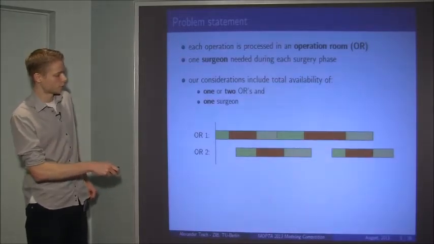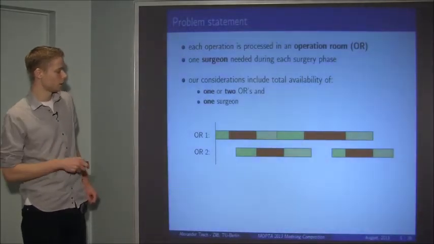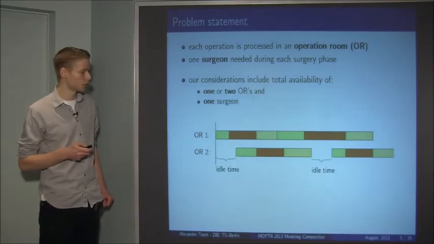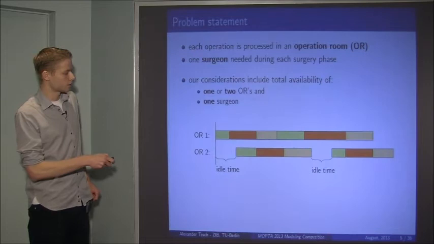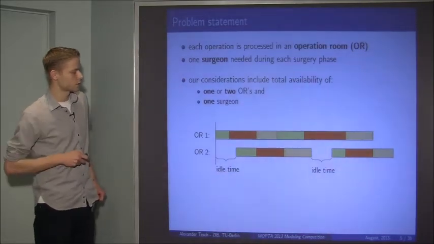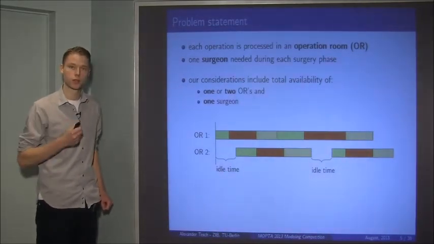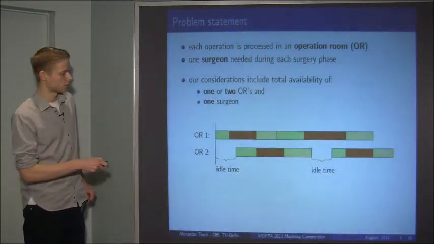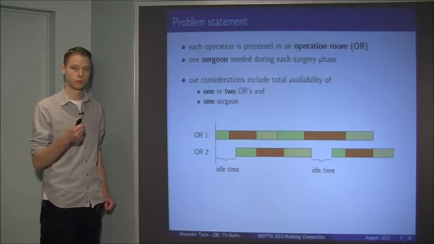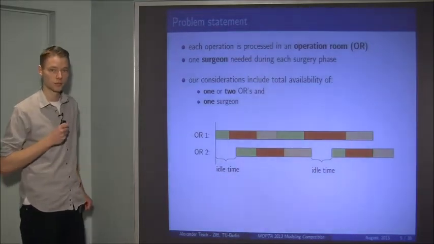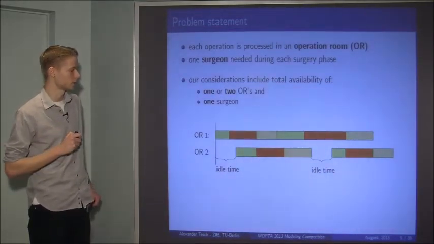Here we have the different jobs. We have four jobs given and scheduled in two operation rooms. And we see the different phases. In particular, the middle phases, the red phases, are the surgery phases where one surgeon must be present. And what we can see here, of course, is that these phases must not overlap, because we have only one surgeon available, and that surgeon must be present in all those phases.